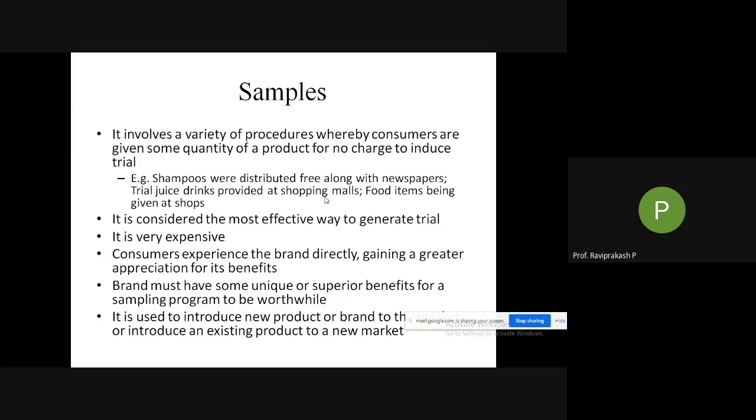Then it is very expensive because you are giving samples for free. One sample, five samples, 10 samples, it is well and good. But in our market, many people will be going, and many people will be using the samples. For example, if you are selling sweets and your new shop is there, you call people and say, please have it, sir, if you like it, you can buy. So how much are you going to give? Many people will be coming, right? You might give half a kg or 1 kg, and it will cost you a lot. So it is very expensive.